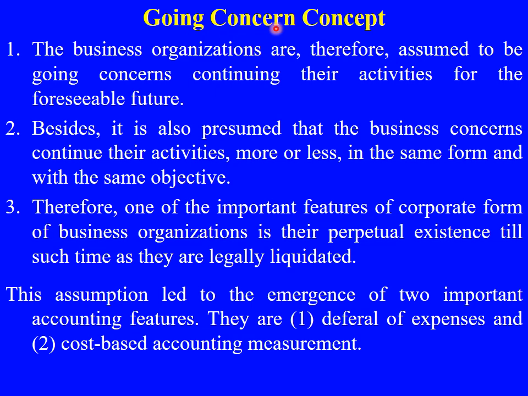This going concern concept or assumption leads to the emergence of two more accounting features: deferral of expenses and cost based accounting measurement. Because of the concept of going concern, we transfer expenditure to the next year. See, if we had advertising expenditure, we will transfer it over the next 5 years. Asset value we transfer over the next 5 years. Why do we transfer? Because we believe that we will run for the next 5 years.